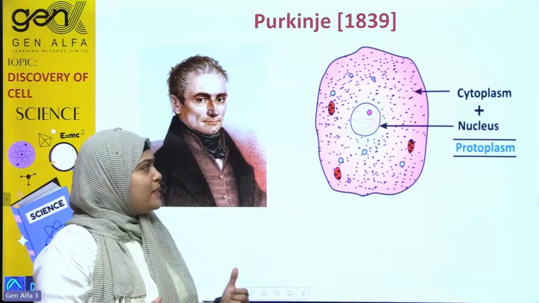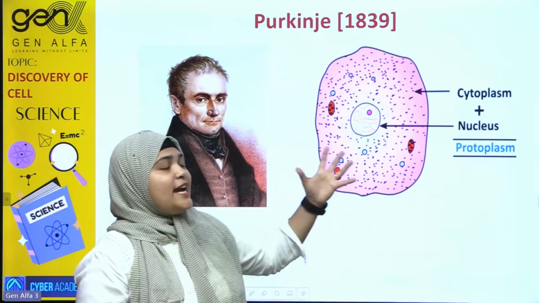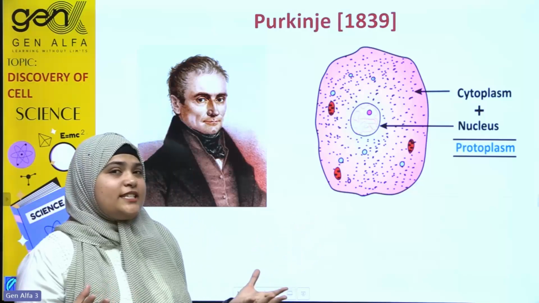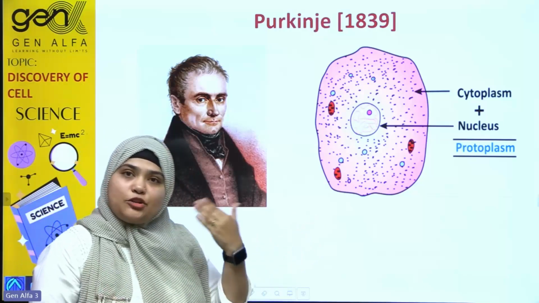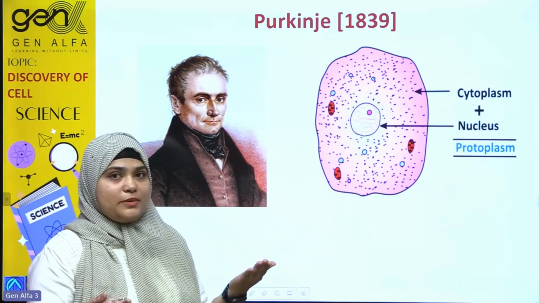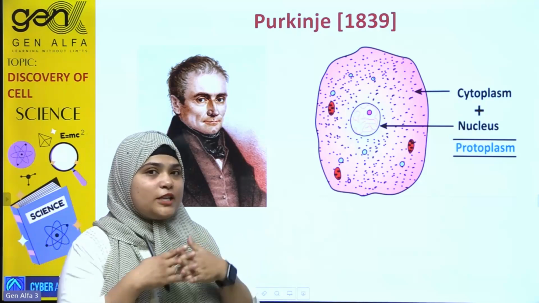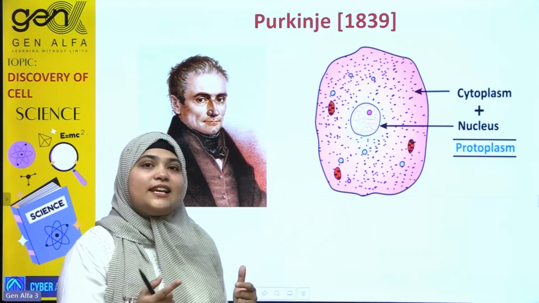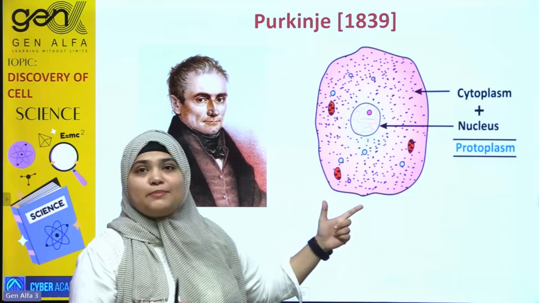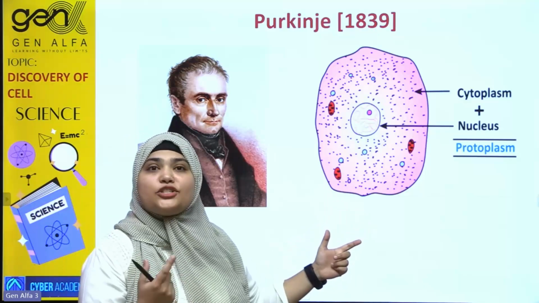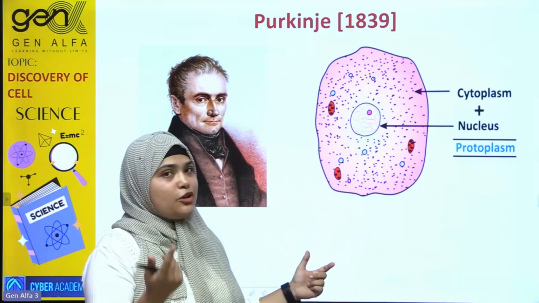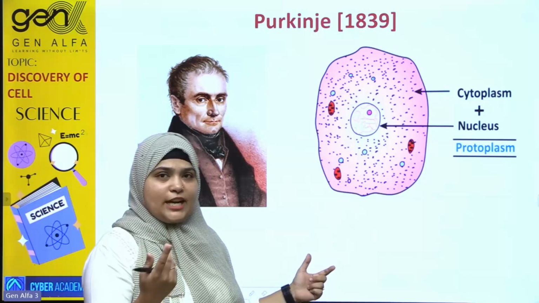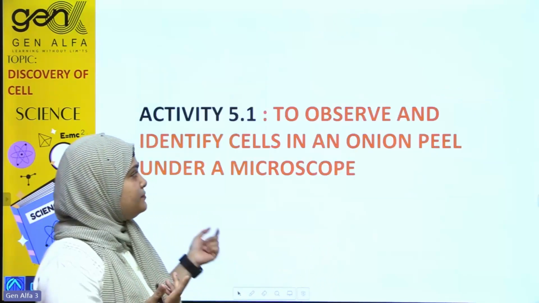It means that it contains cytoplasm and nucleus. So yes, if in any cell cytoplasm is present and nucleus is present, they are collectively called protoplasm, and that cell is living. So protoplasm is basically the living component of the cell, the living part of the cell. It is the collection of cytoplasm plus nucleus.